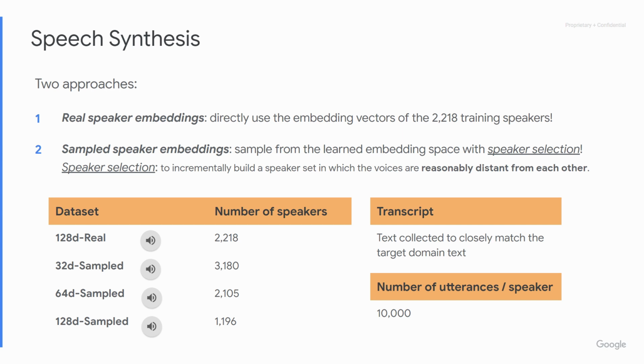Therefore, we conduct a speaker selection process. We incrementally build a speaker set in which voices are distant from each other. This would ensure that the sampled pool of the speakers are distinct. Last but not least, the transcript we prepared for speech synthesis is the text that closely matches the target domain text. We ended up with 4 datasets. The 128D real is the synthesized speech data generated from the 128-dimensional model with the real speaker embeddings, and the rest are the datasets with audio synthesized from sampled speaker embeddings. Let's listen to some of those synthesized speech samples.